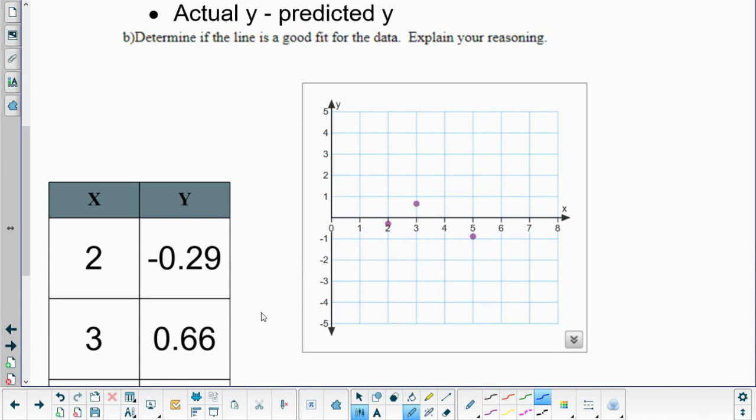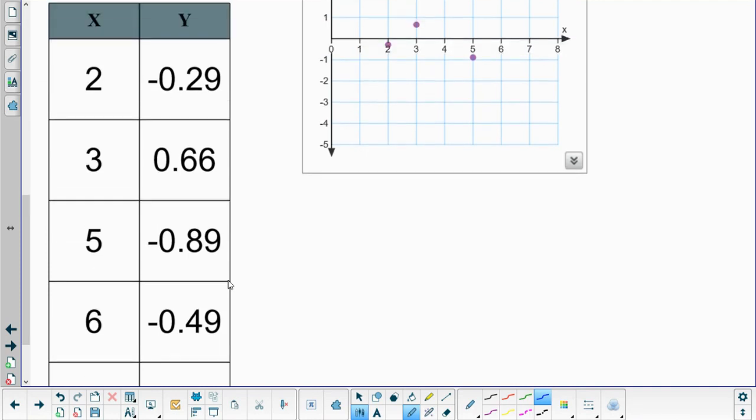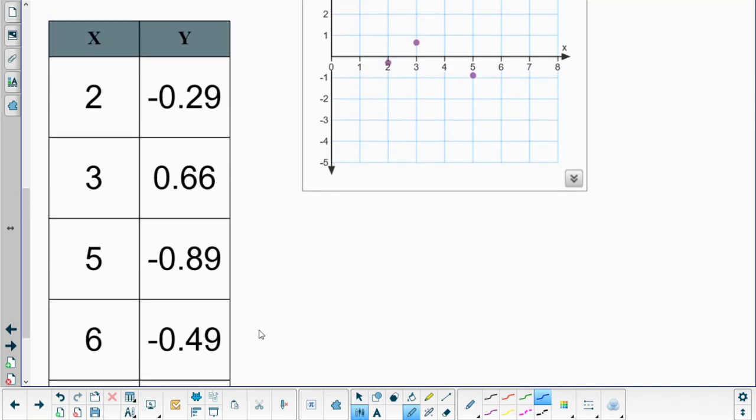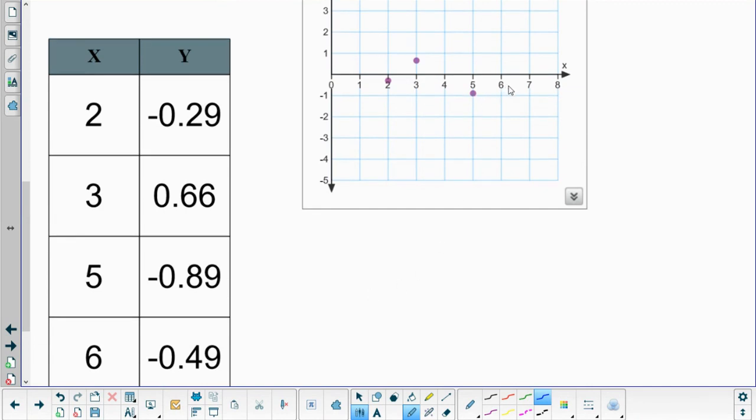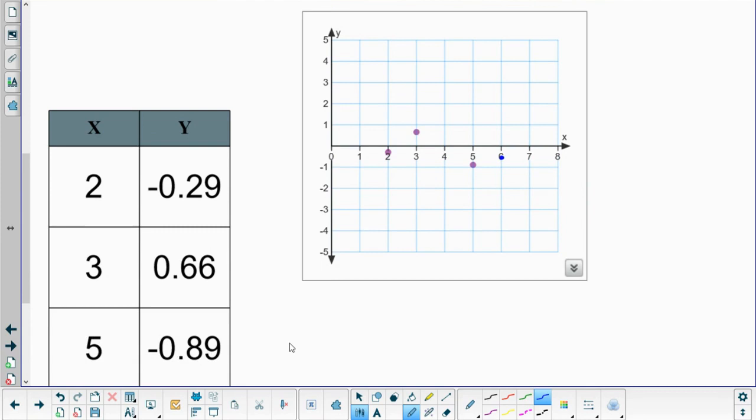So it put the first 3 on there for me. I need to put the last 2, the negative 0.49 and the 0.46 on there because it didn't put it on there for some reason. So when x is 6, we're going to go down almost half. It's right about there. And then our last one is 0.46, so that one is over by almost a half. So like right there.